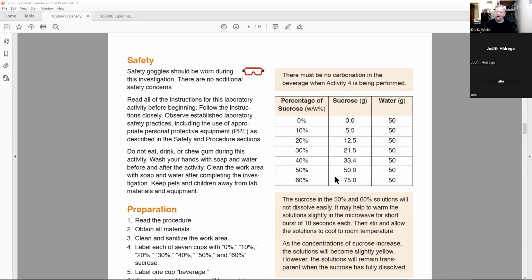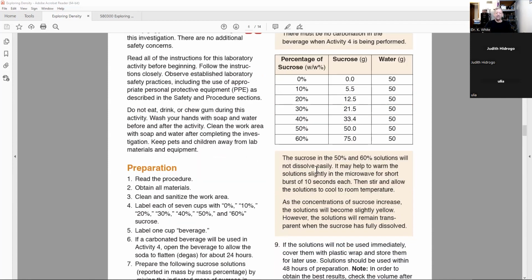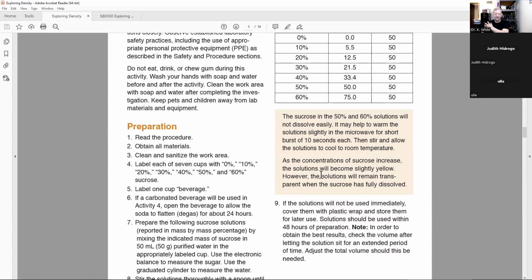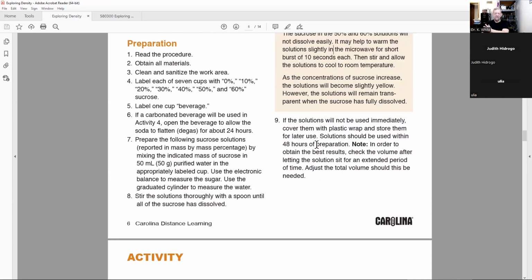Now, after you've done them all, take your spoon, rinse it with a little clean water from your tap, because you can use tap water, take the spoon and stir it until all the sugar is dissolved. Now, as they say here, the 50 and 60% may not dissolve easily. It would help to warm it in a microwave using about 10 seconds on high. You don't want it boiling, and then stir it. And then before you can use it, it's got to cool off to room temperature. They tell you it might look slightly yellow. And then put plastic wrap over the top, and you should use them within 48 hours.